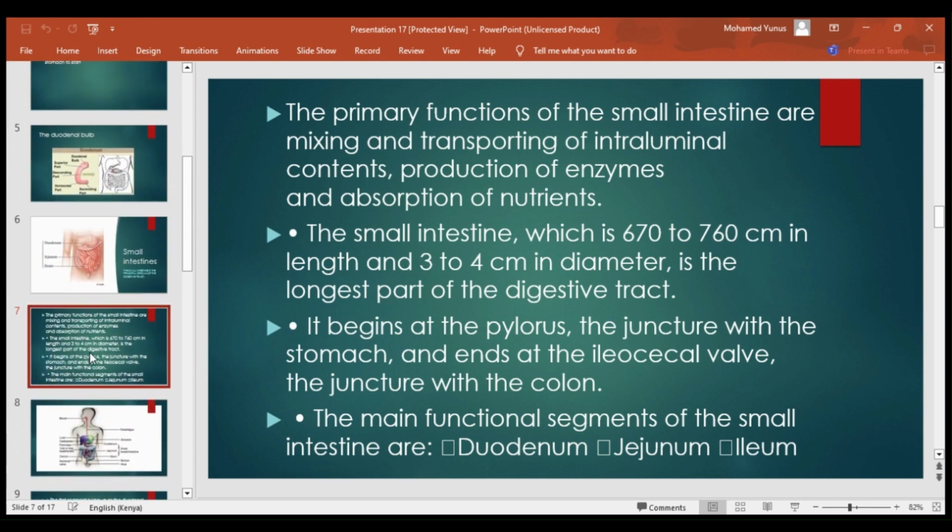So we also find the main functional segments of the small intestine. We have the duodenum, that's the uppermost functional segment of the small intestine. Then we have the jejunum. Then we have the ileum, that's the lowest part of the small intestine.